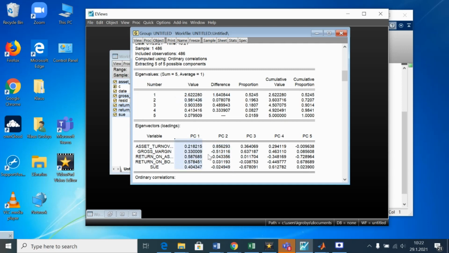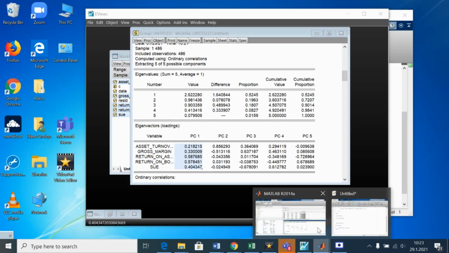But if you are interested only in the first one, because we see here there's only one stochastic process that is dominant, since all the others are below 1. This one is 2.62, much larger than 1. And we are interested then in this one. This is our S, our eigenvector that produces the series S1 that we had here as well.